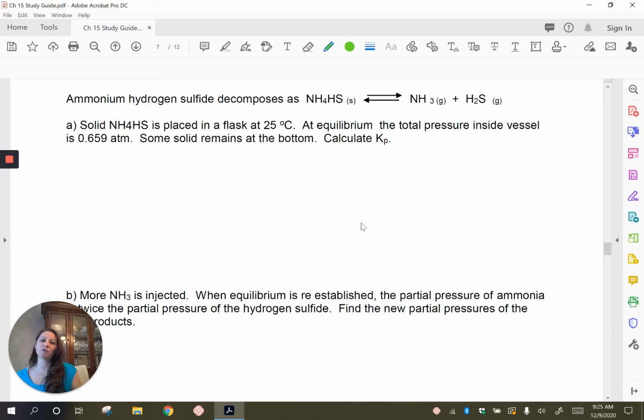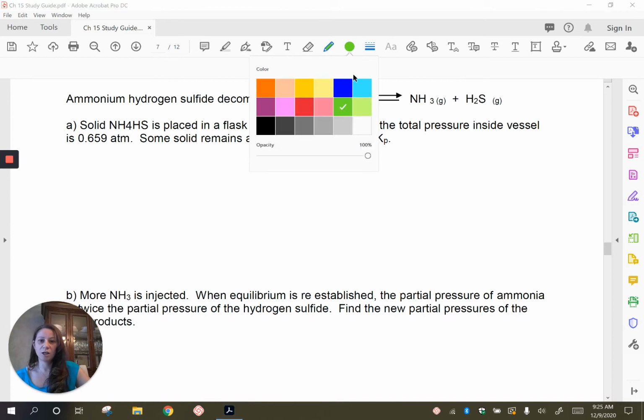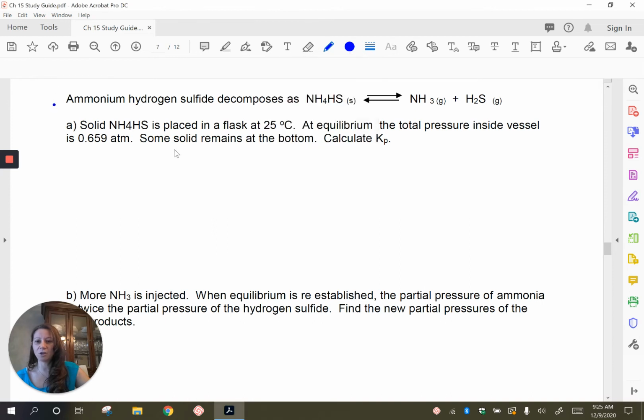It says ammonium hydrogen sulfide decomposes. So that's ammonium hydrogen sulfide right here. It's a solid, and it decomposes into two gases, ammonia and hydrogen sulfide. So let's look at part A here. It says solid ammonium hydrogen sulfide is placed in a flask at 25 Celsius. At equilibrium, the total pressure inside of the vessel is 0.659 atm.